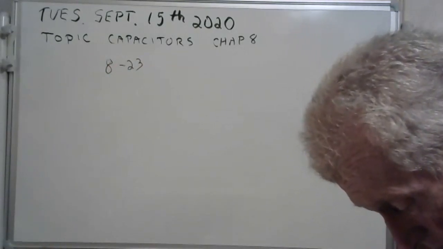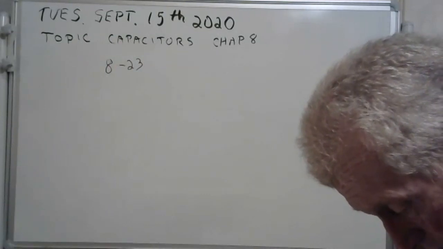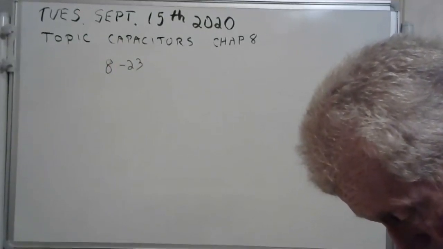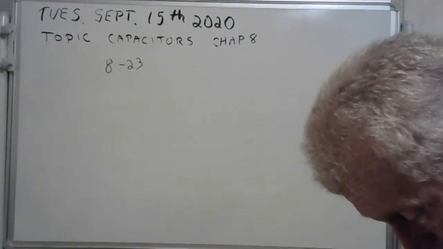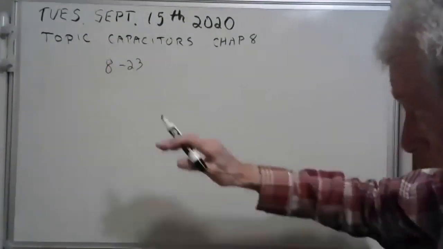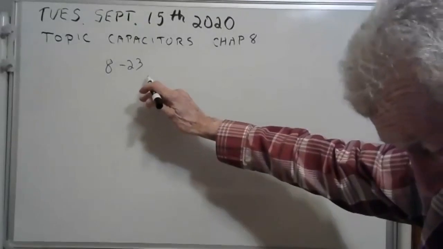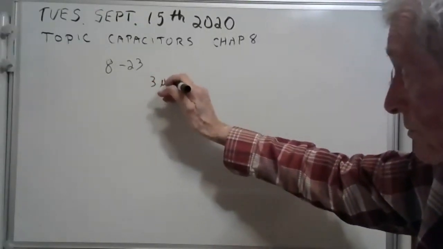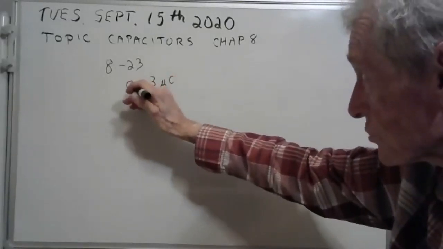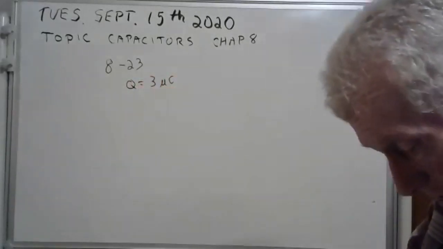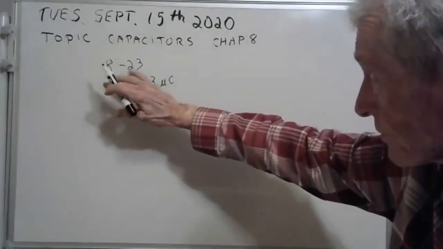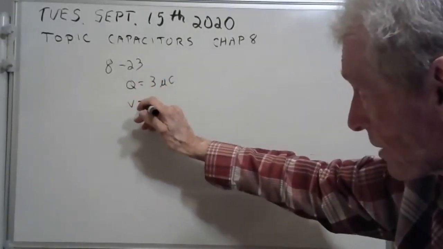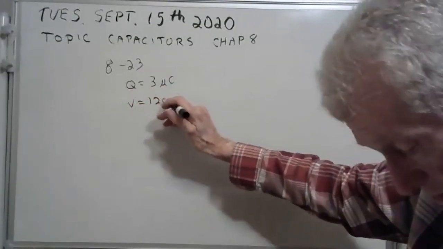All right, it says here, what capacitance is needed to store 3 microcoulombs of charge at a voltage of 120 volts? Let me write this down. We know we have 3 microcoulombs. That's the charge. We're doing problem 823. And the voltage is 120 volts.